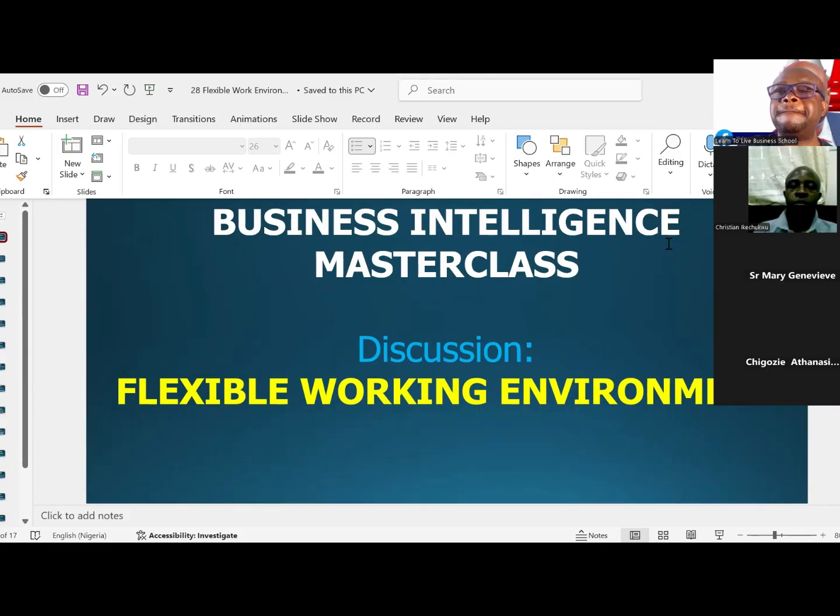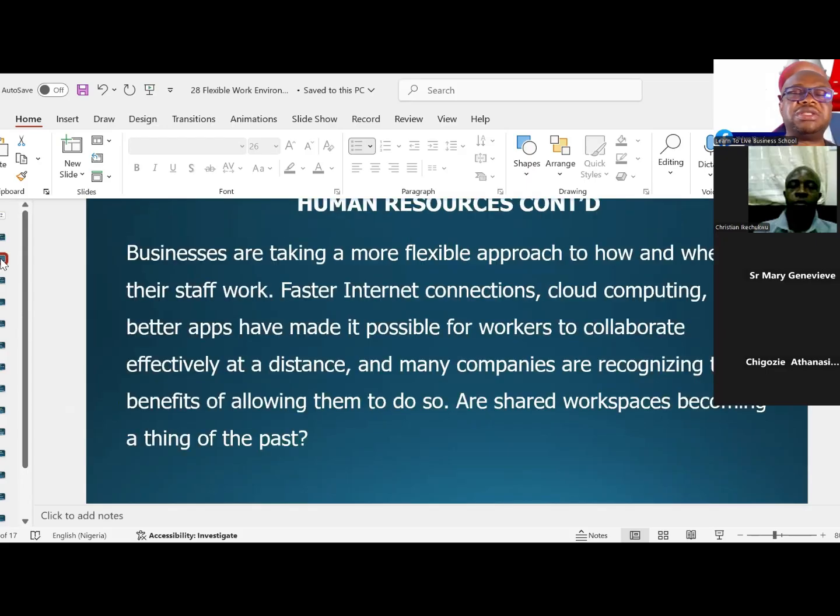And we'll be able to do justice by God's grace, because it's a master class, so we're not going to do definitions, just go straight to the point and get it done. Remember, I said it's a discussion, so if you need to talk, just raise your hand and we'll bring you into it. Flexible working environment. What does that really mean?